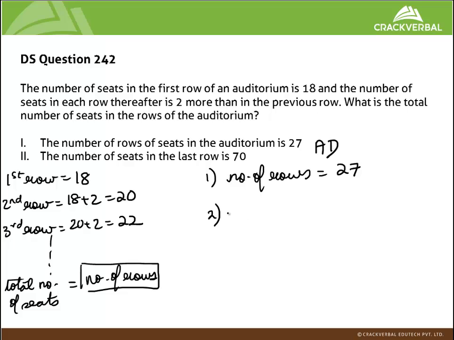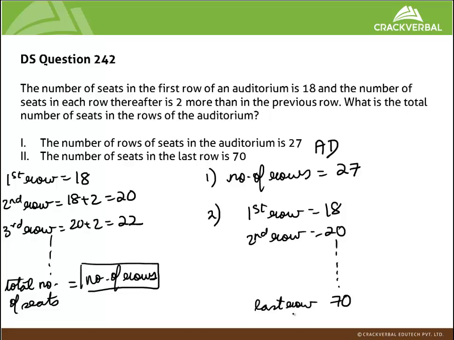The second statement tells us that the number of seats in the last row is 70. Now, if the number of seats in the first row is 18, in the second row is 20, and if we've been told that the last row is going to have 70 seats, we can definitely continue the sequence and find out how many rows we are dealing with. So the second statement also gives us information of the number of rows of seats in the auditorium. So the second statement is also individually sufficient, and the answer here is D.